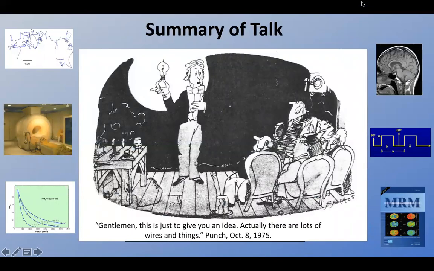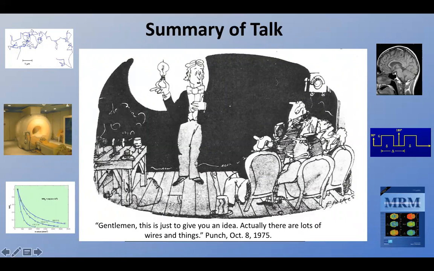This is a cartoon I took from an English magazine, Punch. Gentlemen, this is just to give you an idea. Actually, there are lots of wires and things. So the guy is holding up a light bulb, which is illuminated, and it doesn't say anything about what's going on in the background here.